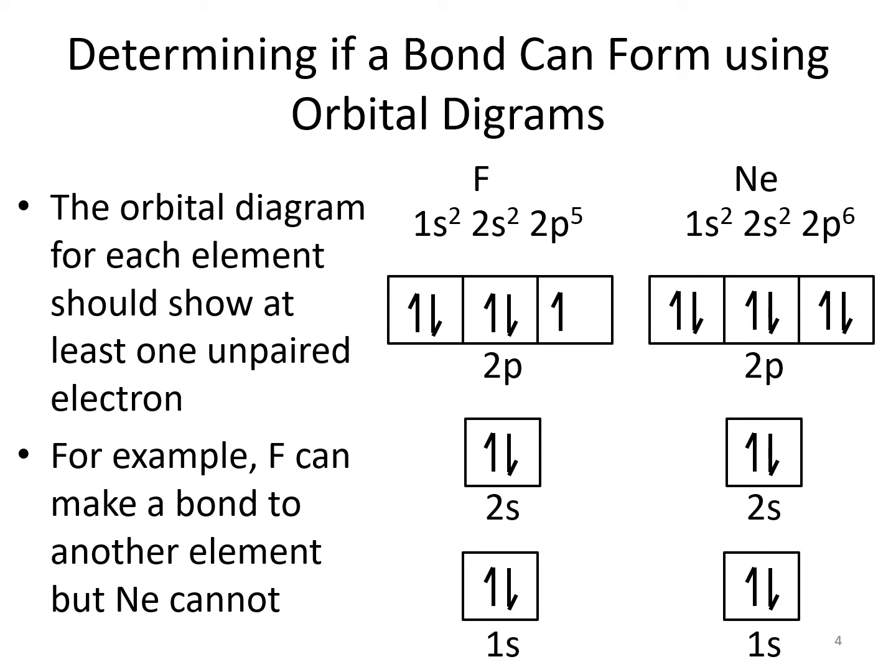We can look at orbital diagrams of the elements to see if they will be able to participate in bonding. Remember, the atom must have a singly occupied orbital, one with just one electron in it. For example, fluorine's orbital diagram shows an unpaired electron that could participate in a bond. Neon, however, has all of its electrons paired, so it cannot participate in bonding.